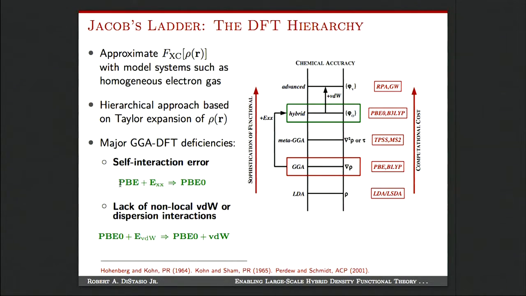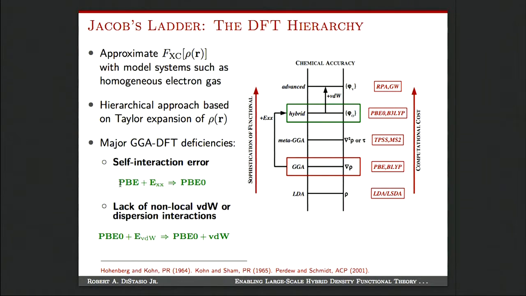So at the lower rungs of density functional theory, you simply approximate FXC with model systems that you can solve. One is the homogeneous or uniform electron gas. You throw a bunch of electrons in a box with a background charge that cancels. You can actually solve that problem. Okay? That's the local density or local spin density approximation.